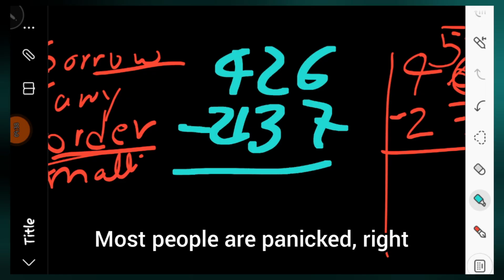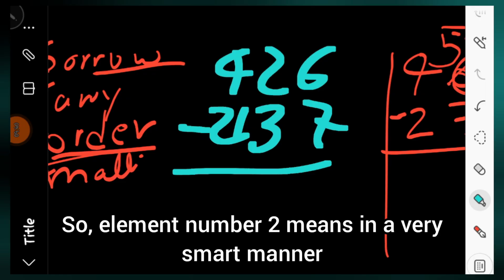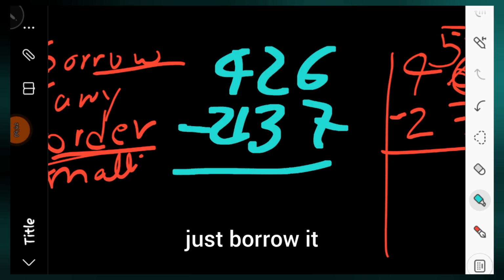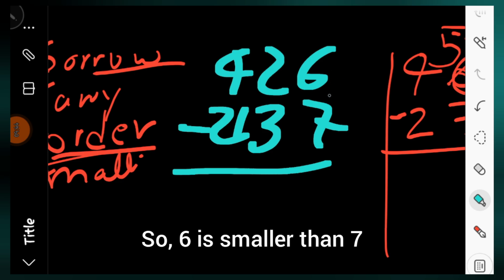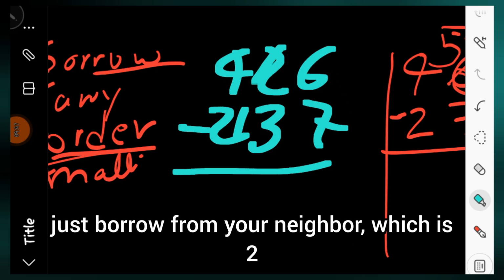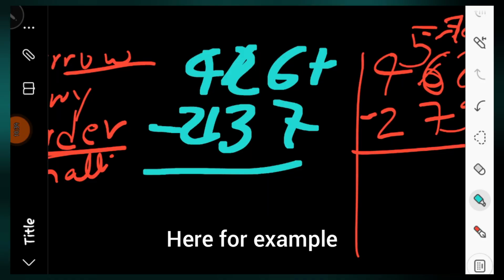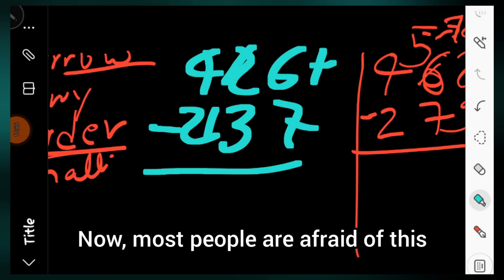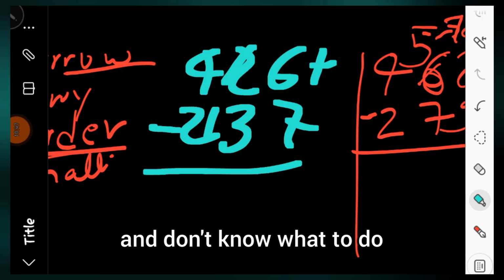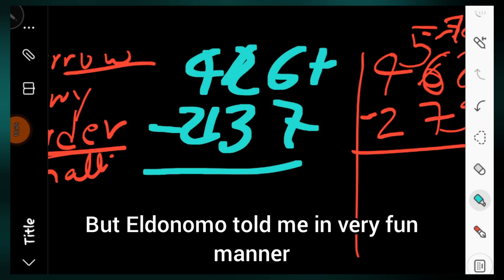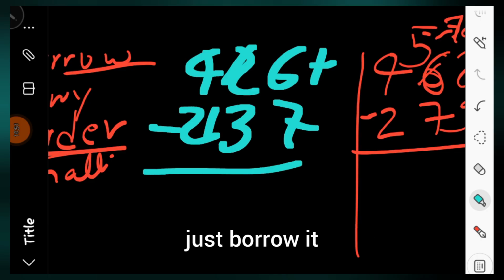Most people panic, right? So my elder told me in a very simple manner, just borrow it. So 6 is smaller than 7, just borrow from your neighbor, which is 2. Now most people are afraid of this and don't know what to do. But my elder told me in a very fun manner, just borrow it.